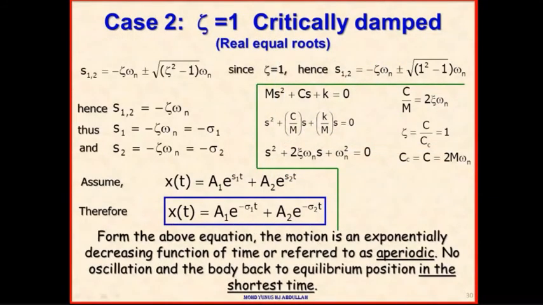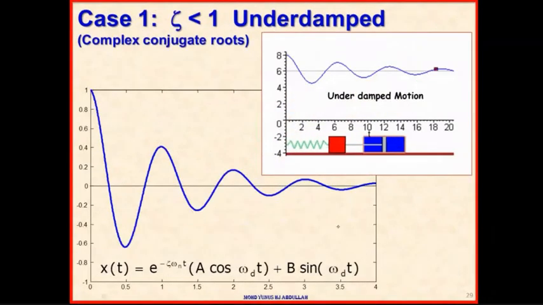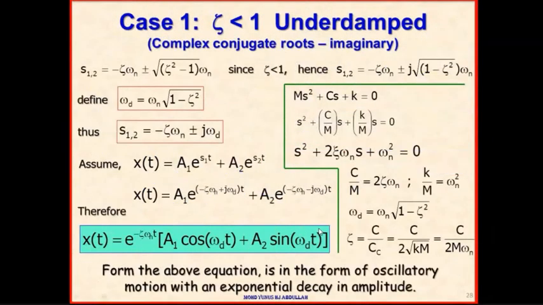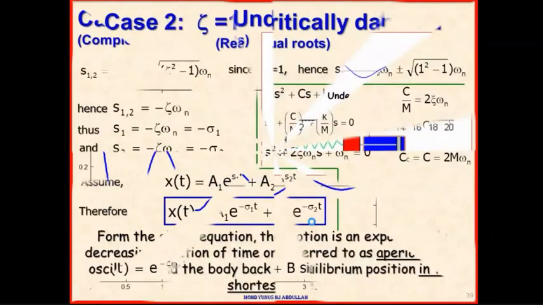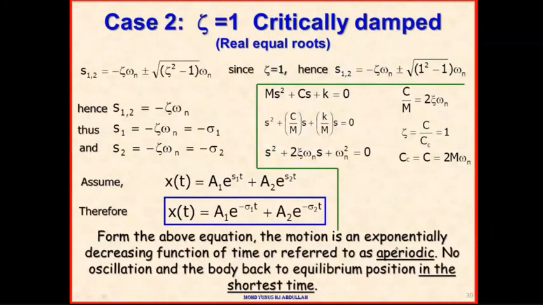The motion is an exponentially decreasing function of time and is referred to as aperiodic. This one is aperiodic, this one is periodic. Aperiodic means there is no oscillation, and the body goes back to the equilibrium position in the shortest time.